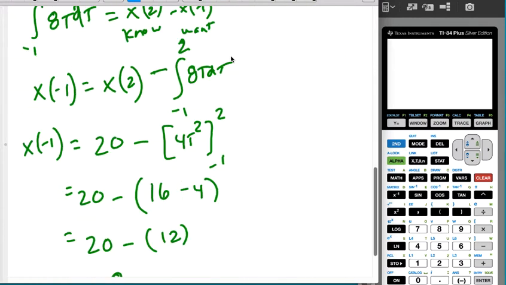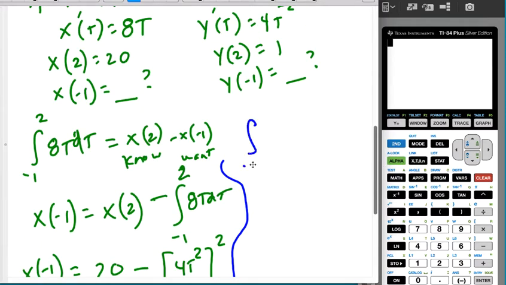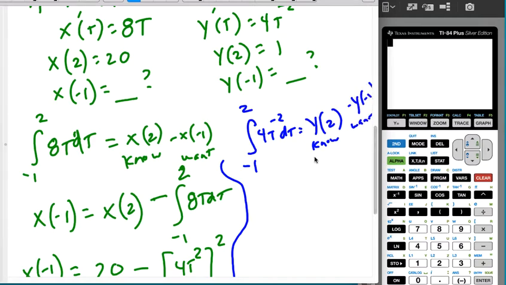And you could do the same thing with y, right? You could say, hey, I know that if I integrate from negative 1 to 2 of this 4t to the negative second dt, I'm going to get y of 2, which is the thing I know, minus y of negative 1, which is the thing I want. If I solve for y of negative 1, I get that it's y of 2, a thing I know, minus an integral that I can find. And again, you don't have to do this method too. I'm just showing you another option, right?